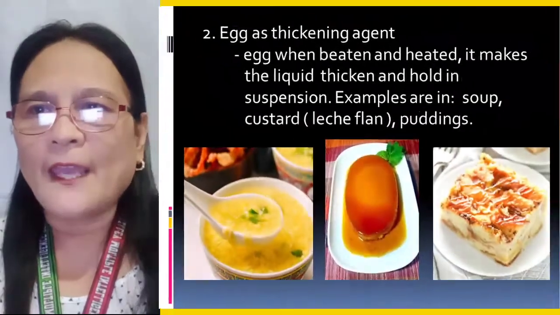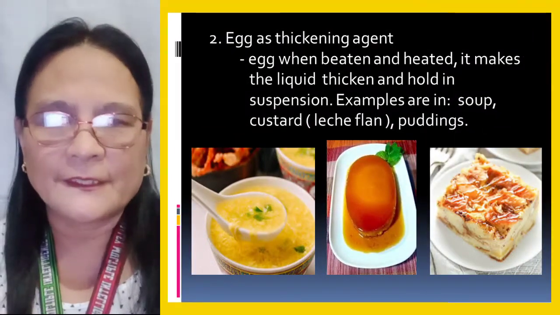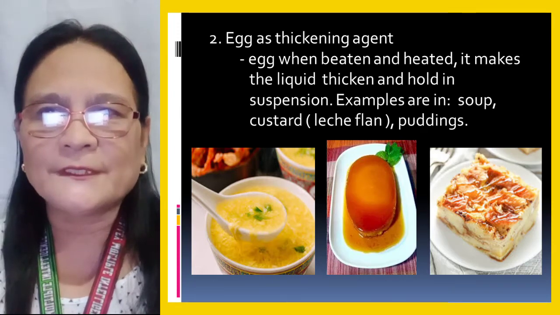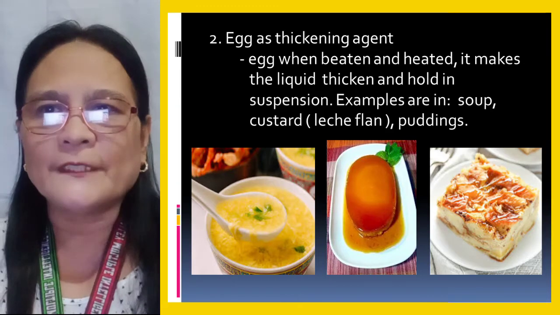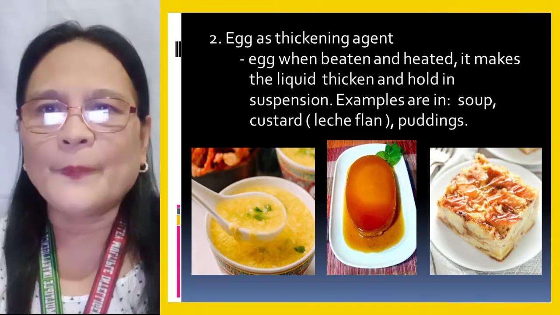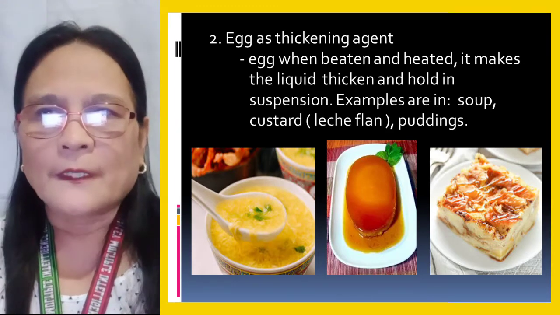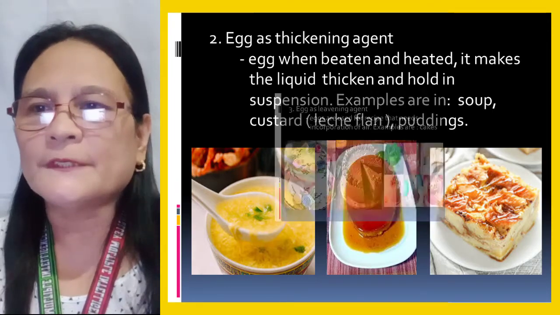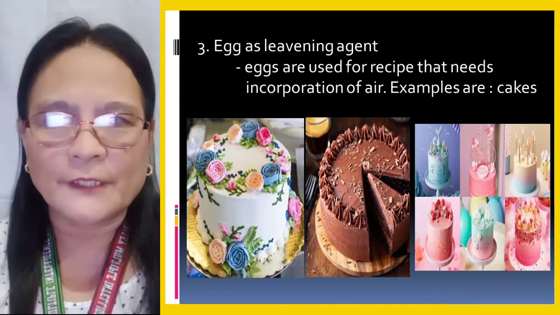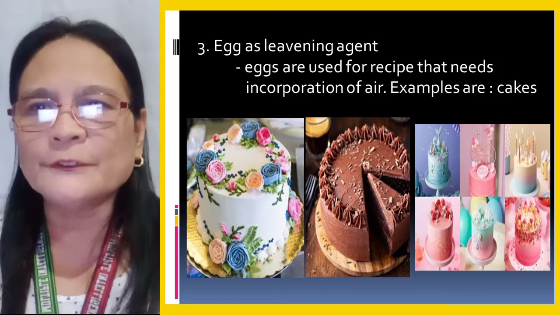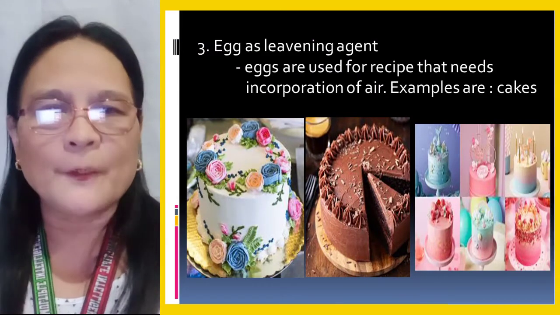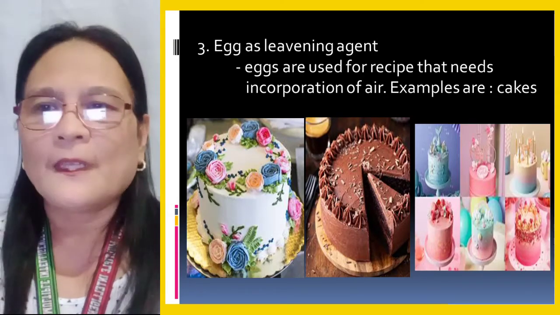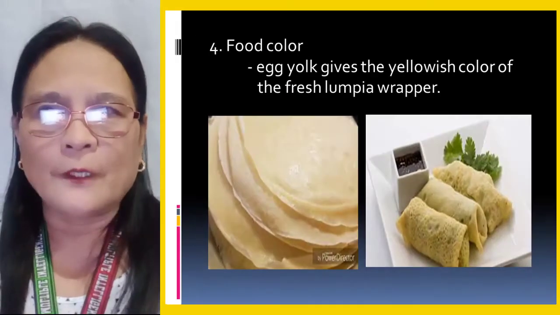Number 2, egg as thickening agent. Egg, when beaten and heated, makes the liquid thicken and hold in suspension. Examples are in soup, custard or leche flan, and puddings. Number 3, egg as leavening agent. Eggs are used for recipes that need incorporation of air. Examples are cakes.